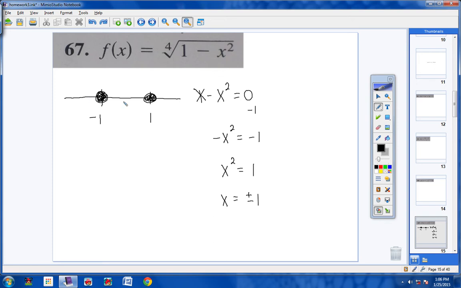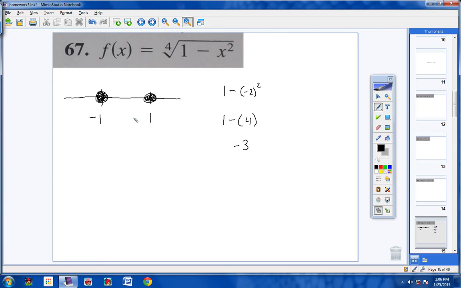So, let's start off with putting negative 2 in. Negative 2. So here we go. Let's put negative 2 in for x right here, and let's see what we get out. 1 minus negative 2 squared. When you square a negative 2, you get a positive 4. And 1 minus 4 is negative 3. So this region here does not work. It's no good because we got out a negative number, and we do not want negative numbers in the radical.